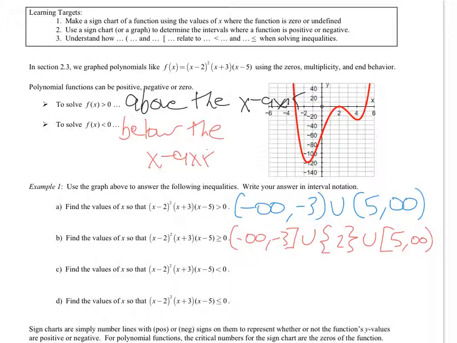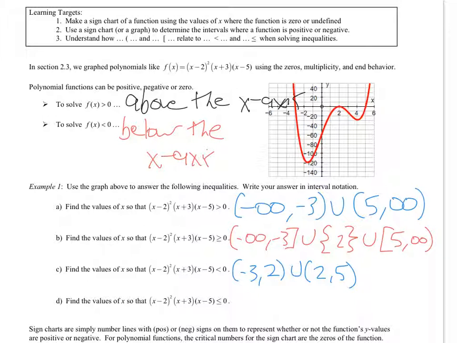Okay, and then C and D are just the opposite, but now we're looking for where things are less than 0 or less than or equal to 0. So for the less than 0 part, we're going to start at an x value of negative 3. We're going all the way to 2, but we would not include the 2. We pick up again on the other side of 2 and go all the way to 5. We're not including any of those values.